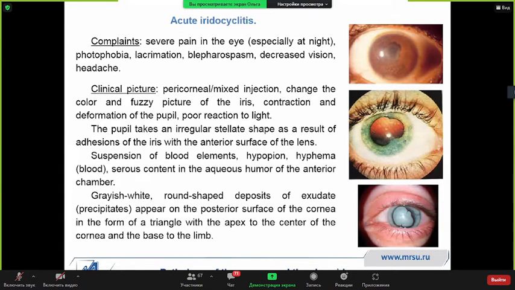Complaints of acute iridocyclitis: severe pain in the eye, especially at night. It's very specific. Also photophobia, lacrimation, blepharospasm, so corneal syndrome, decreased vision due to the process in the pupil, and headache due to the severe pain in the eye. Clinical picture: pericorneal or mixed injection, change of the color and faded pattern of the iris, contraction and deformation of the pupil, poor reaction to the light.